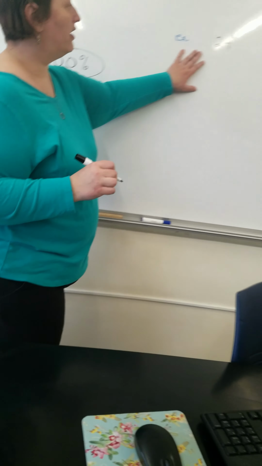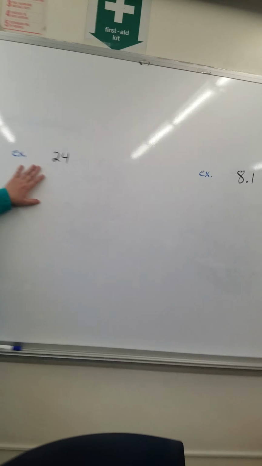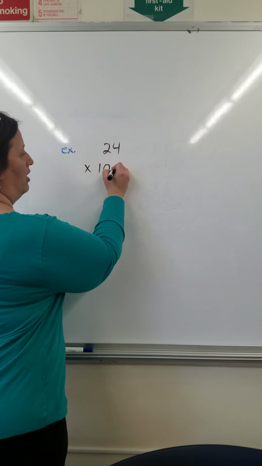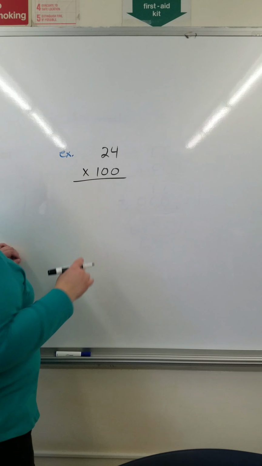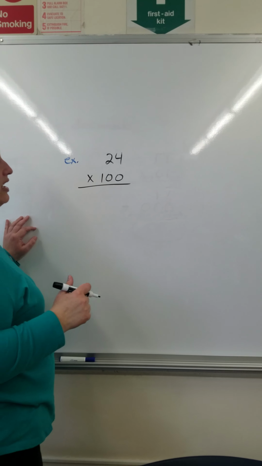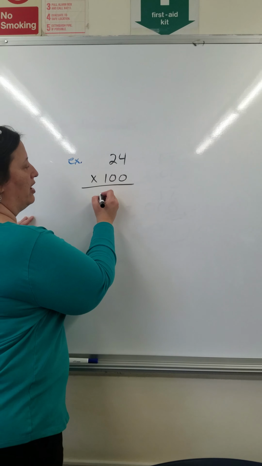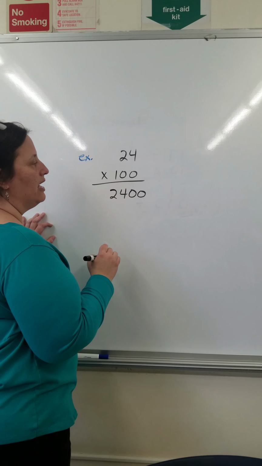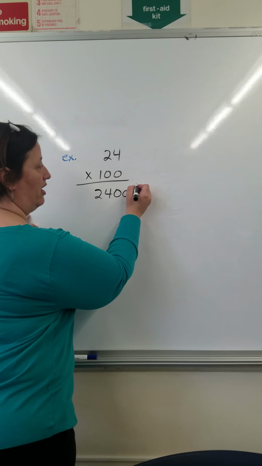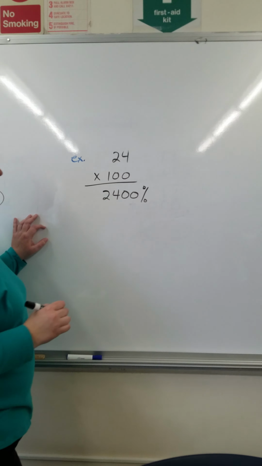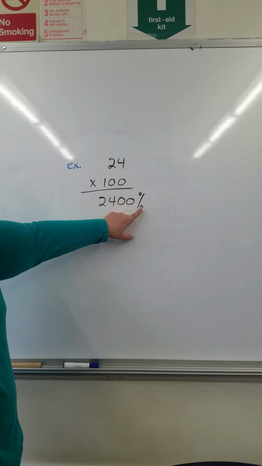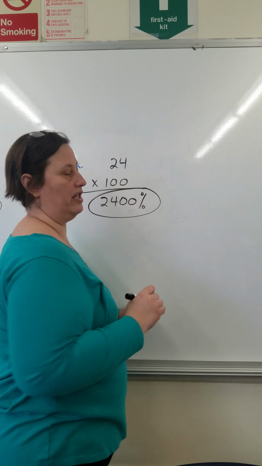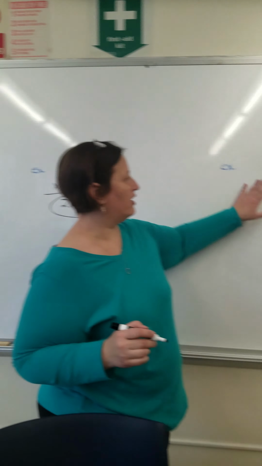All right, next example, 24. So again, step 1, multiply by 100. And I like you guys to write down the steps so that I know that you are understanding what's happening. 24 times 100 is 2,400. Step 2, put your percent sign on. Remember that this is the way the percent sign looks. Okay, that's the answer. These are pretty easy. You guys are going to be great at this.